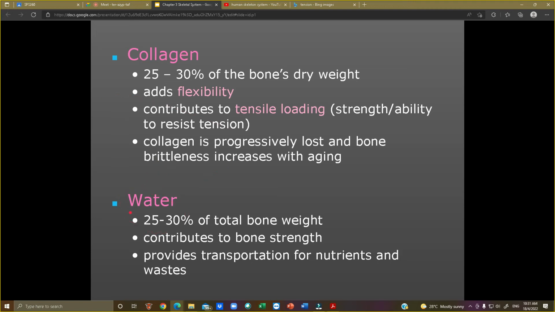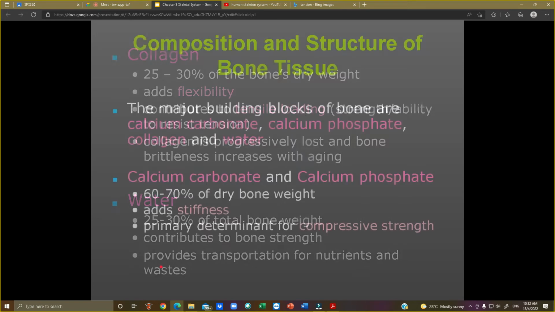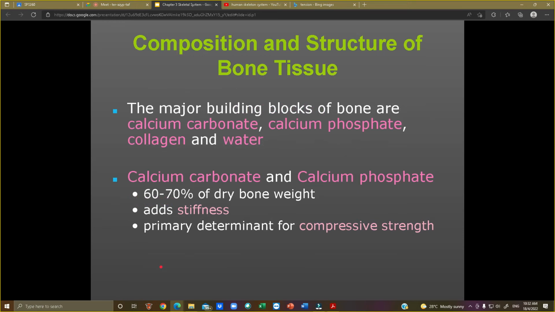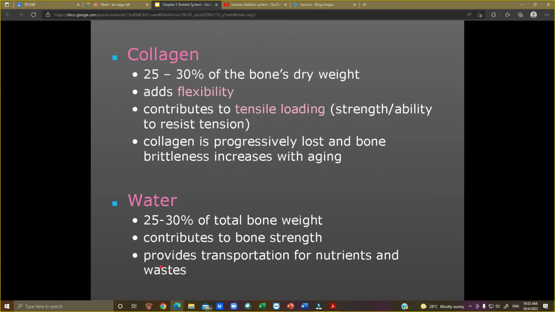So in the bone component itself, we have water, and this water contributes to some of the bone strength and provides transportation for nutrient and waste. So we have nutrient coming in the bone, we have waste coming out from the bone because we have the process of building. Okay, building out of the bone. Nanti kita tengok terus dia, kita akan tengok. Okay, ni 4 bahagian dia. We have calcium phosphate, we have calcium carbonate, major building blocks, and afterwards we have collagen to add on the flexibility and also water. Okay.